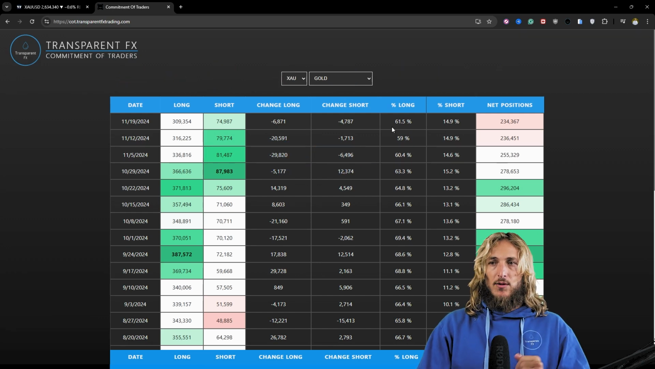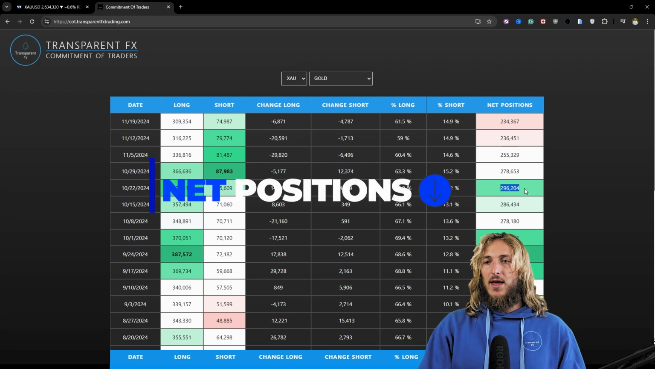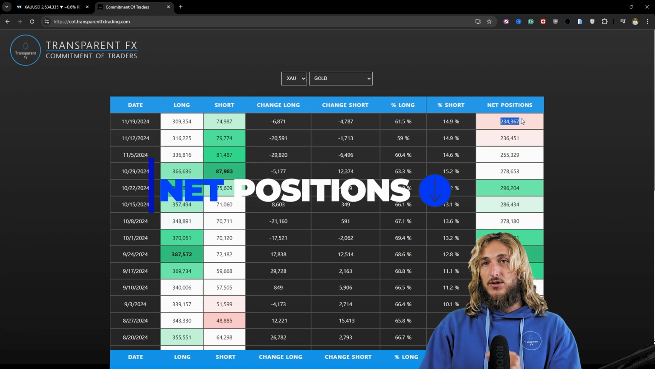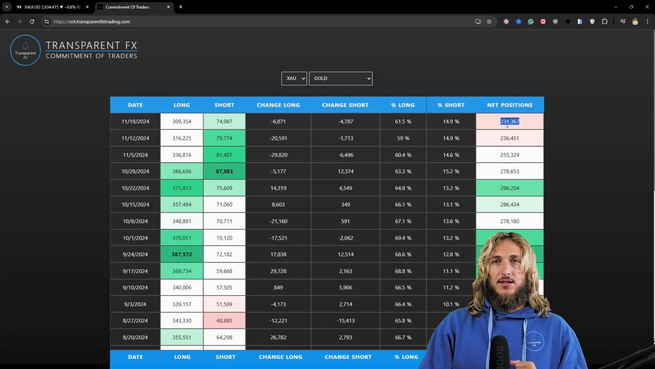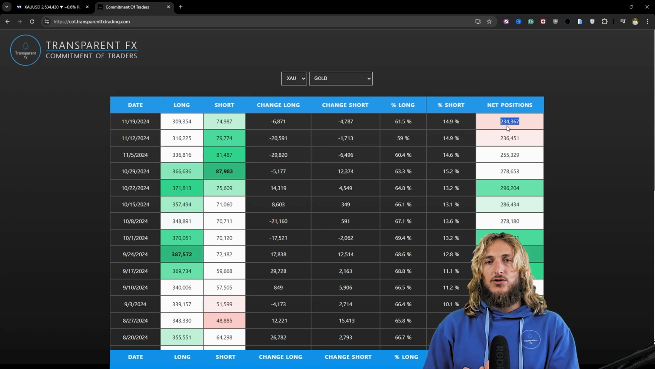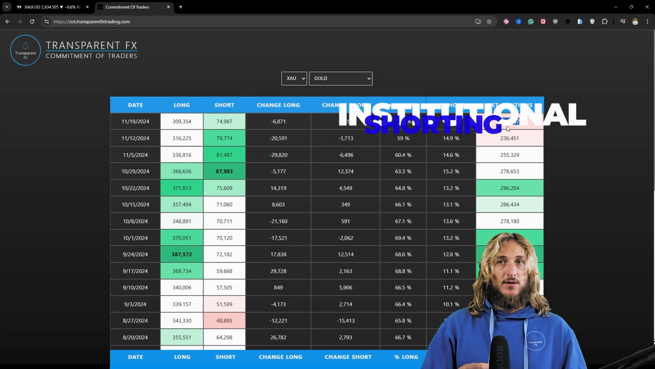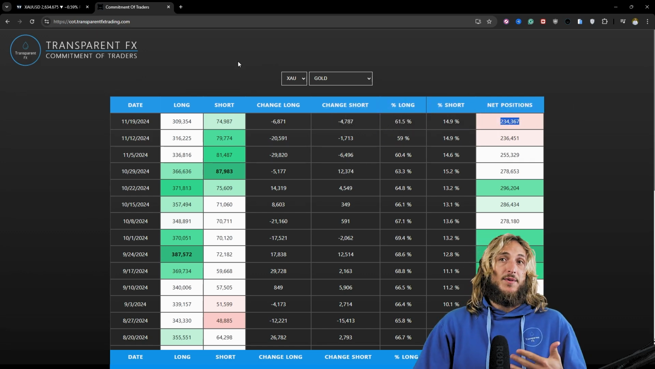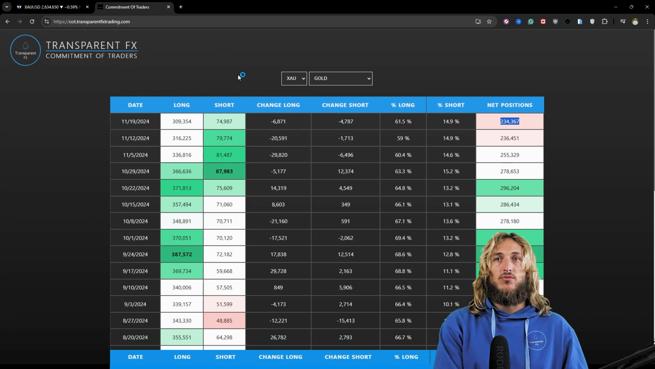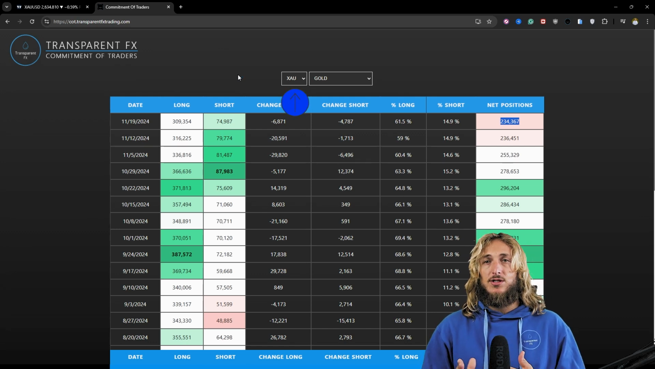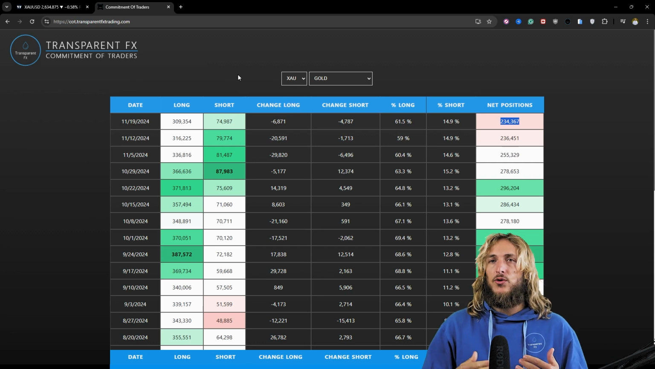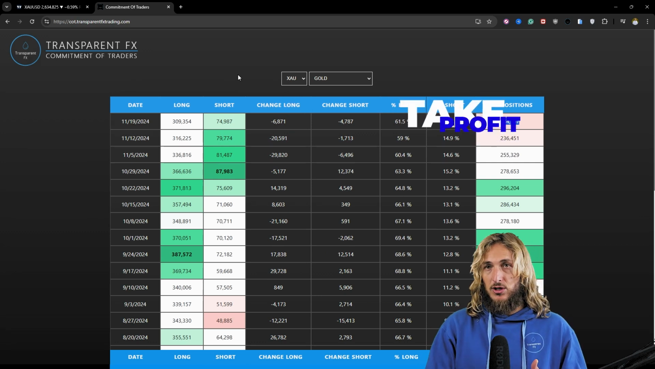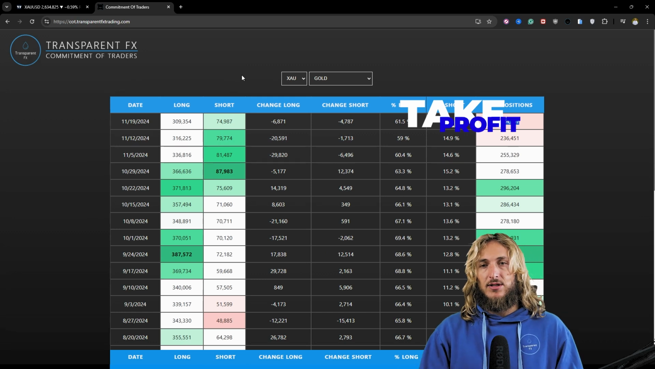precisely on gold. And what we can see here is that with the last reports, net positions have been massively decreased. We went from having 296.2k net positions all the way down to 234.3k net positions. So we had a clear decrease of the net positions, showing how institutions have been moving back to the bearish side for gold, therefore making it weaker.